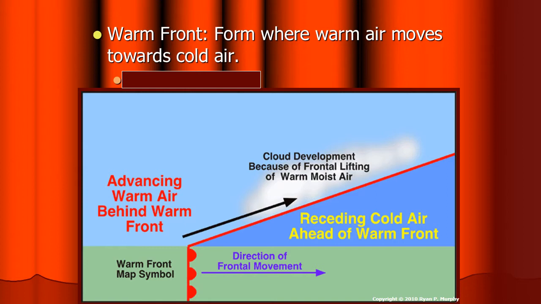All right, next one is a warm front. These form where warm air moves towards cold air. In this case, it is the warm air that's being the bully. Cold air is just kind of over here, minding its business, and the warm air moves in this way and is forced to rise up on top of the cold air. And again, as it does that, you do get this sort of line of clouds here.